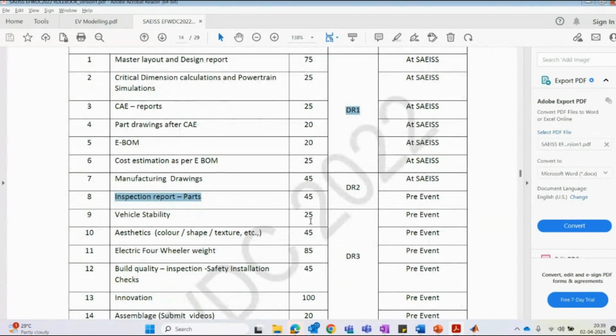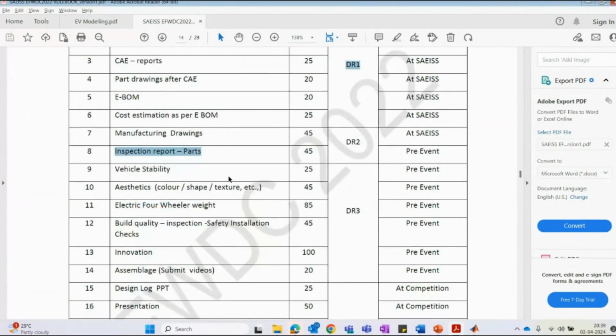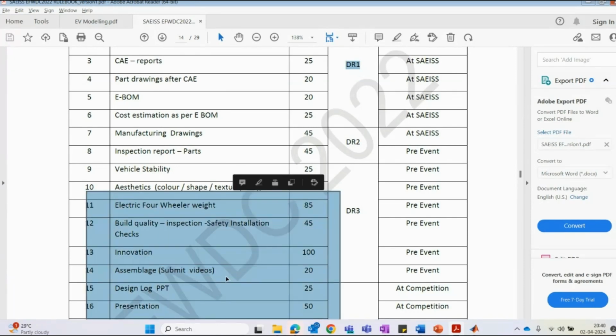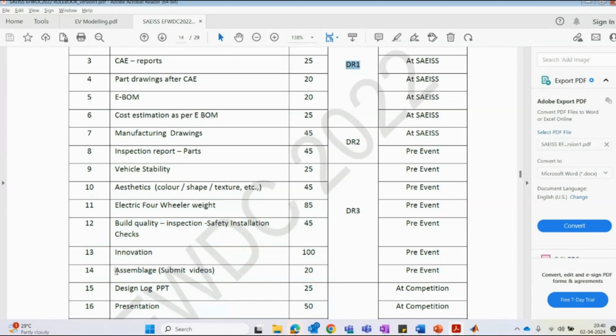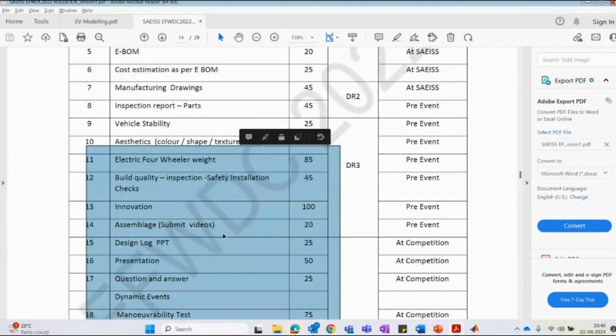And then comes the DR3, which is the static analysis. So static analysis of the stability of the vehicle. We look at the suspension, I think. Aesthetics of the vehicle, the weight would be calculated and measured, the build quality, and the innovation and assemblage would be analyzed. Probably as a part of DR2, or just after DR2, you may have to submit videos of assemblies. Probably you will get an email or communication on when you have to submit this information.